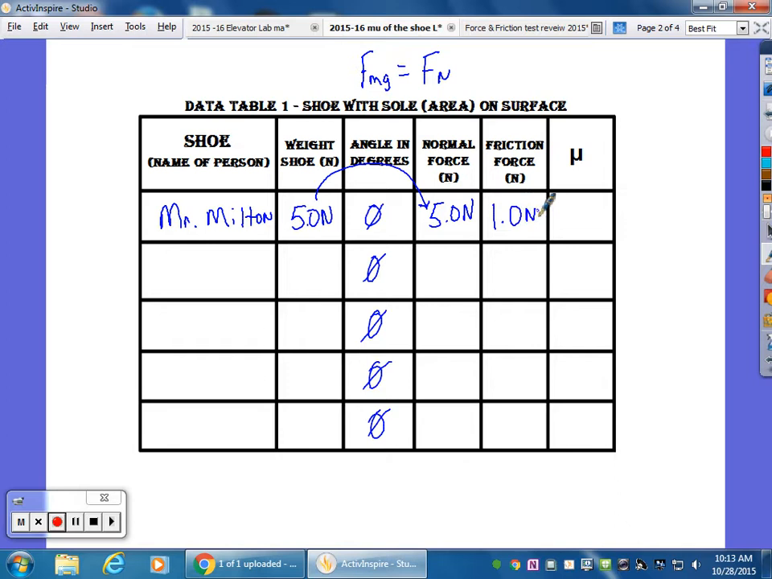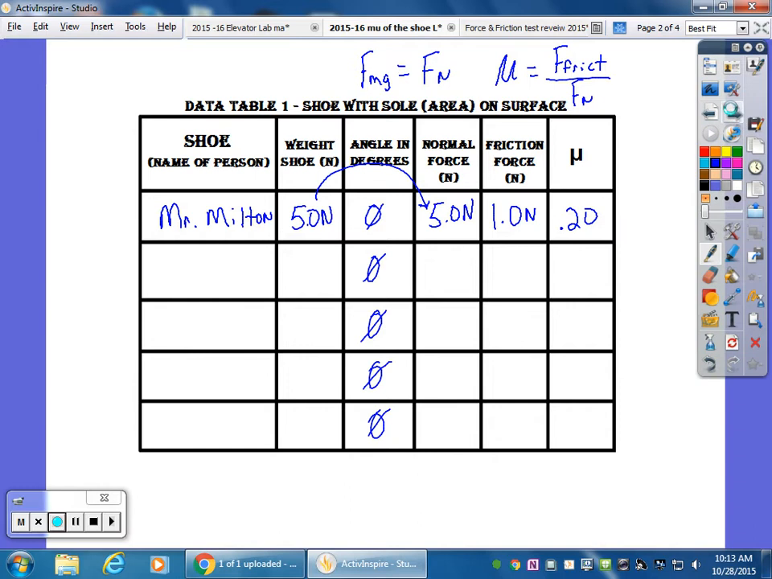To calculate the mu, I would use the formula that mu equals the friction force divided by the normal force. In this case, 1 divided by 5, and I can do that math in my head and come up with 0.20. Each time you calculate the mu, that's what you're going to do.